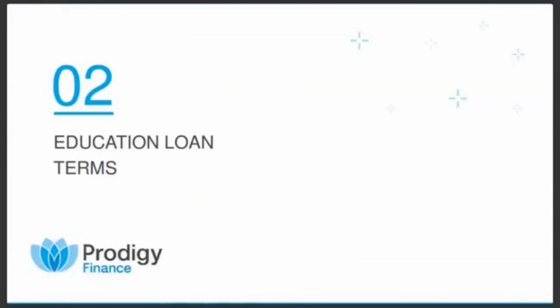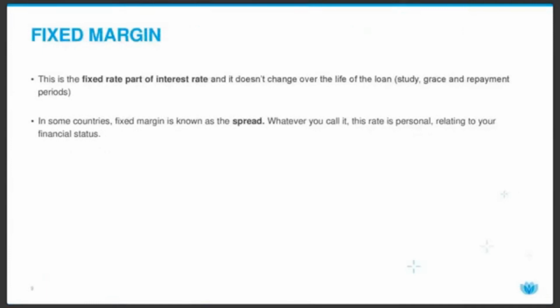Moving on, education loan terms, right? This is again something very important to know because you will keep hearing these terms brought up, sometimes in slightly different ways. The first one to take into consideration is what's called a fixed margin. Now, every loan will have a fixed rate part of the interest rate, right? Usually the overall interest rate in your loan is broken up into a fixed rate and a variable rate. At Prodigy Finance, we call it fixed margin.